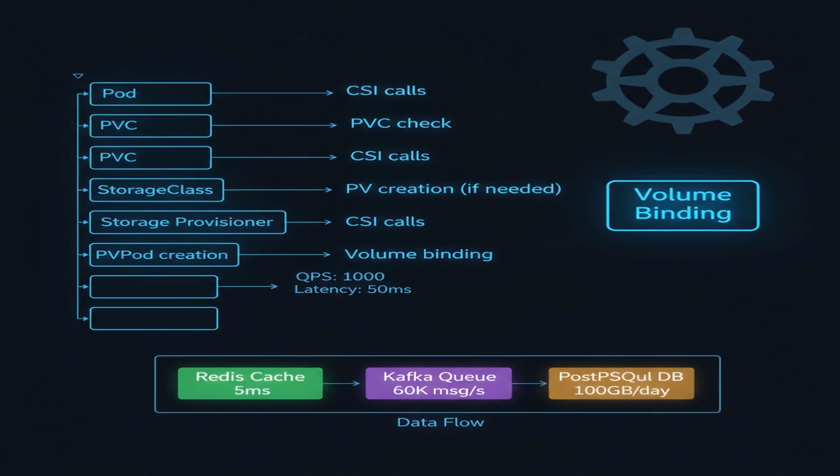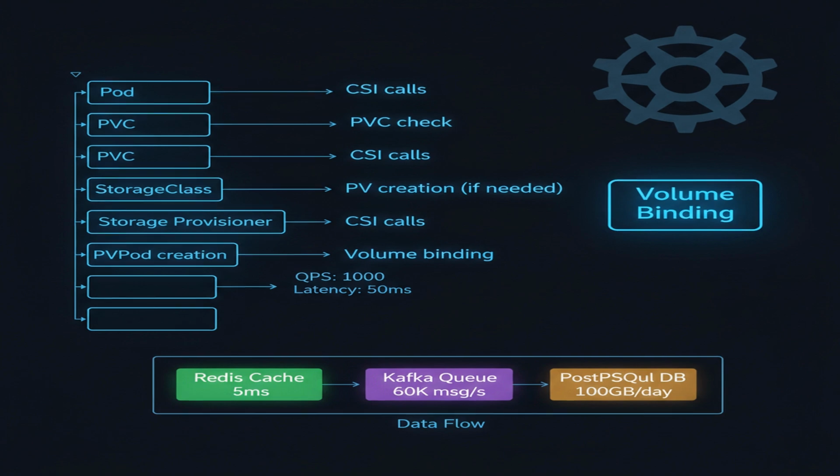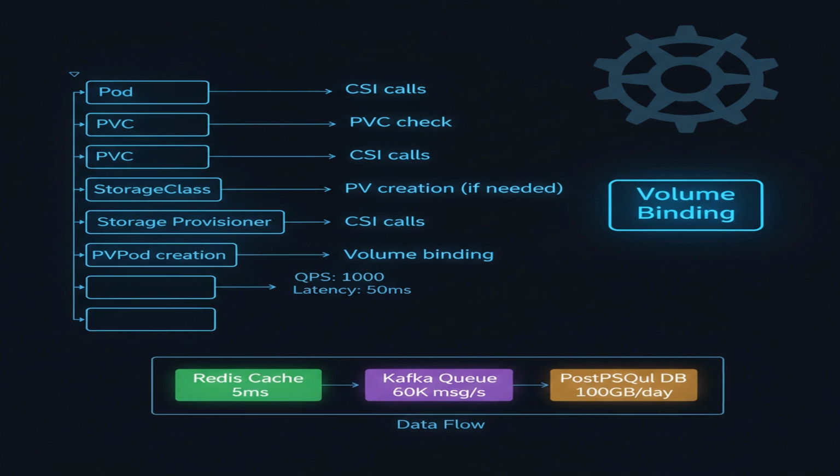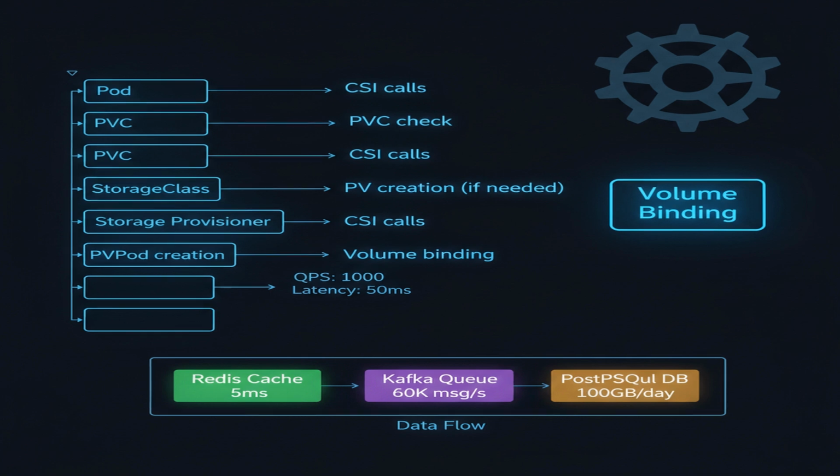When a pod in the stateful set is created, Kubernetes checks for a matching PVC. If one exists, it's bound to a PV. If not, and a storage class is defined, Kubernetes uses a storage provisioner to dynamically create a PV. The storage class defines the type of storage to provision, such as AWS EBS or Google Persistent Disk. Volume binding is the process of linking a PVC to a PV.